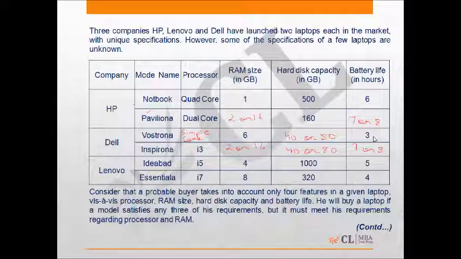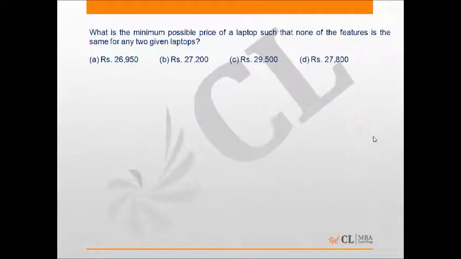Now let us calculate the minimum price for each laptop. I will denote each laptop by its initial: Notebook, Pavilion, Vostro, Inspiron, IdeaPad, and Essential. The prices will be rupees 25,000 plus the cost incurred for all the upgradations: 25,000 plus 25,000 plus 25,000 plus.